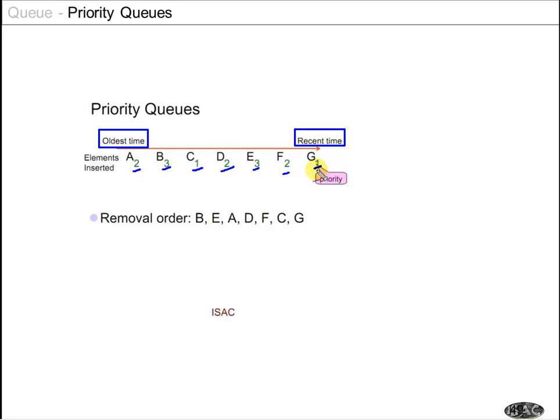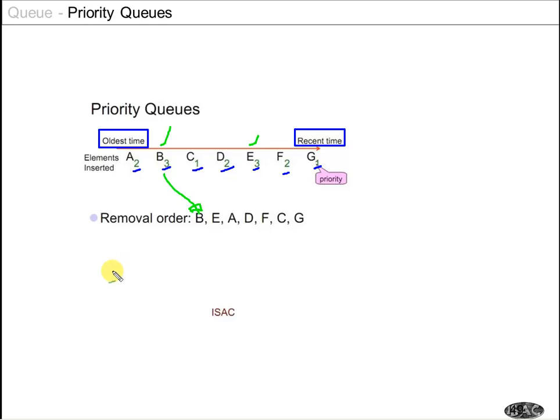Now you cannot remove them just like A, B, C, D, E, F, G. What you will do is first find out which has the highest priority. Now out of these, which has the highest priority? The highest priority is this and this. Both have priority 3. Now since there are two elements which have the highest priority, how do you decide which one to take out? You use the principle of first in first out between B and E, and based on that, B will come out first.